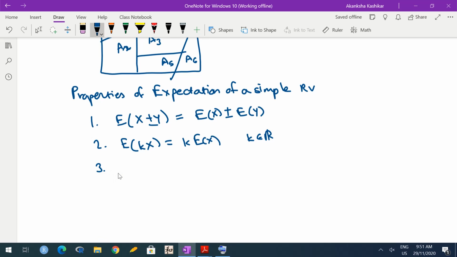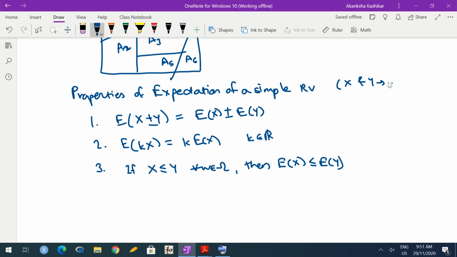Okay, we have another property. If X is less than or equal to Y for every omega in omega, then expected X is less than or equal to expected Y. So this is known as monotonicity. By the way, we are talking of only simple random variables, so X and Y both are simple random variables. Okay, so as I said, this is linearity. This is monotonicity.